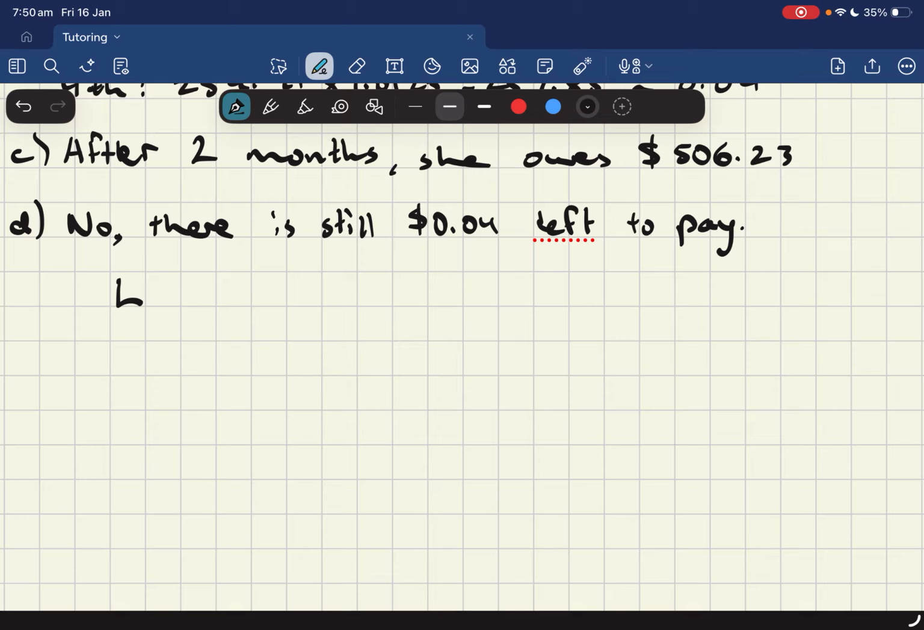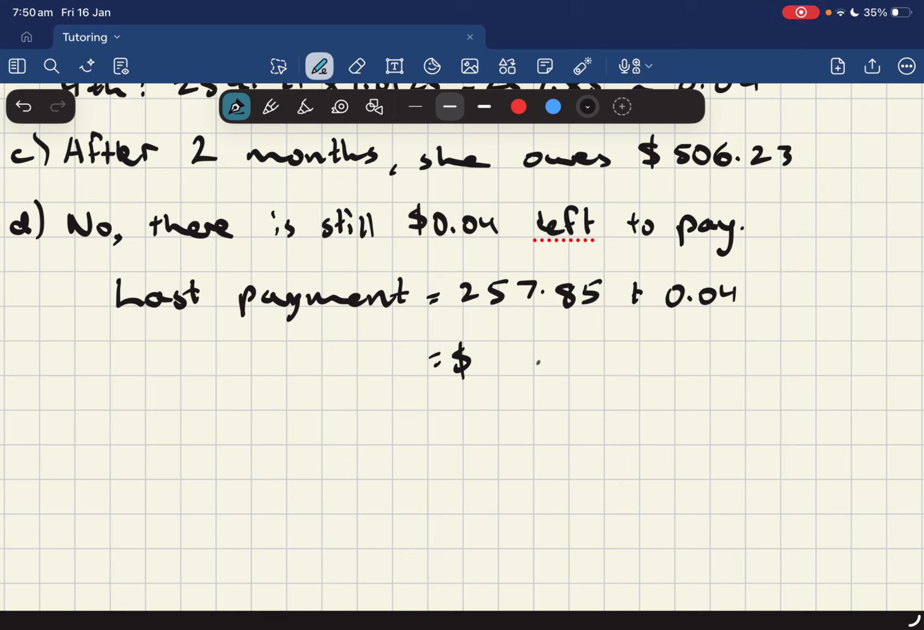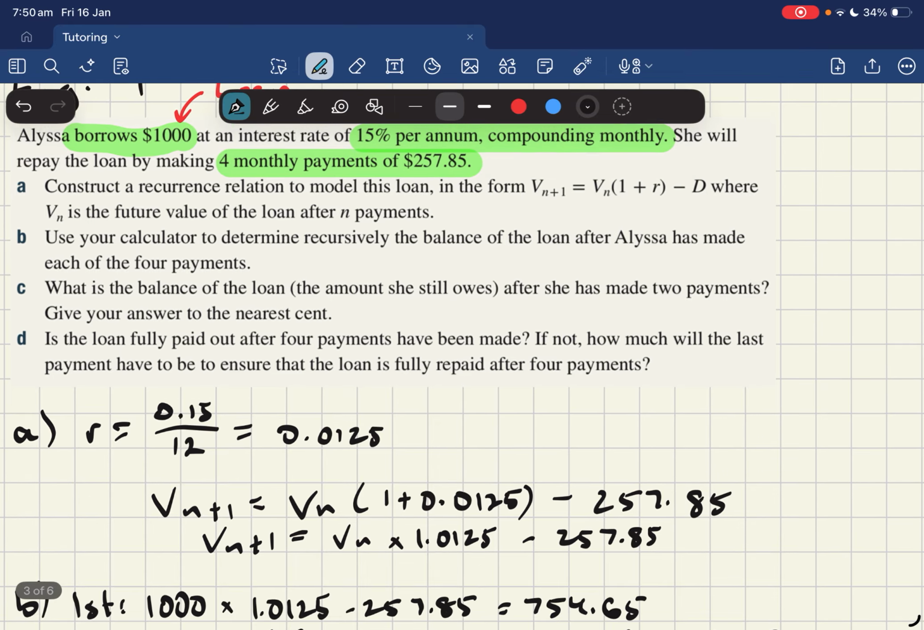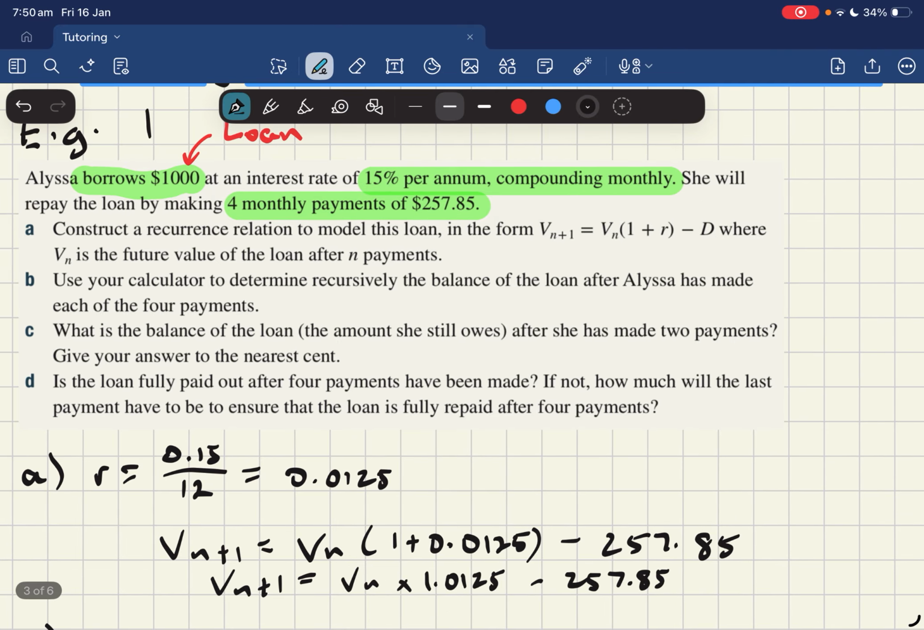So we can say last payment equals the amount that you've agreed to pay off, the amount of your payments, plus the 4 cents. So the last payment is going to be $257.89. So this is how we can work with this for a loan.